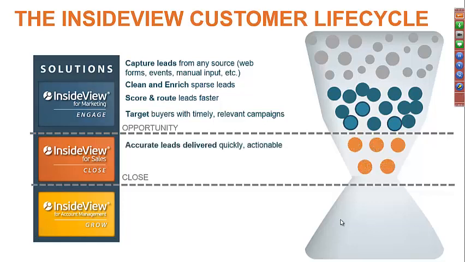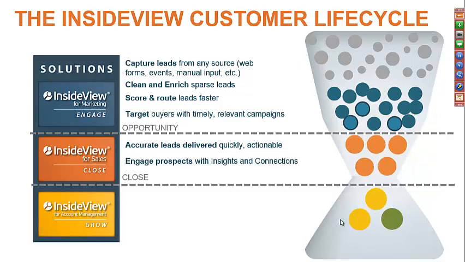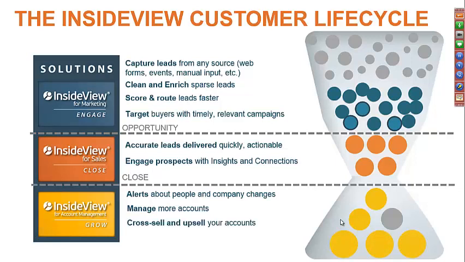So all of a sudden, sales is happy because they're able to receive complete and actionable leads quickly, and then utilize the connections piece and the insight piece of Inside View to be able to engage with those prospects. And so not only has sales received the lead complete with all the correct firmographic information, but they can now leverage the key connections and insights. And then once you've earned the business, you're able to, with more bandwidth, manage more accounts through the people alerts that we provide, which helps you cross-sell and upsell across those accounts.